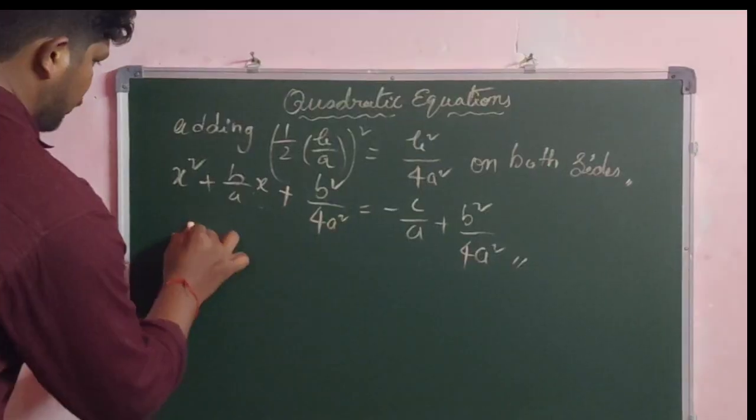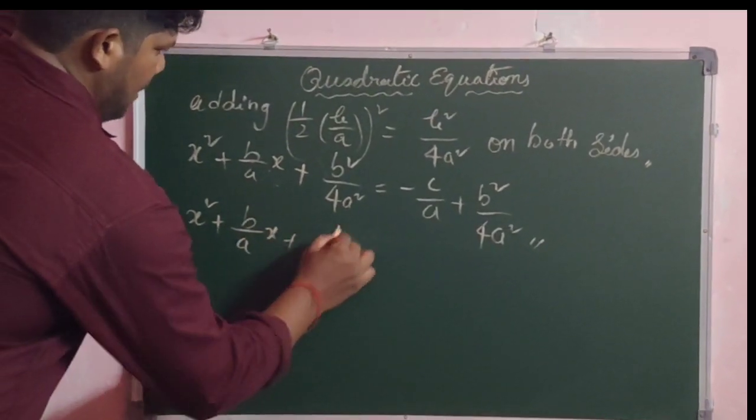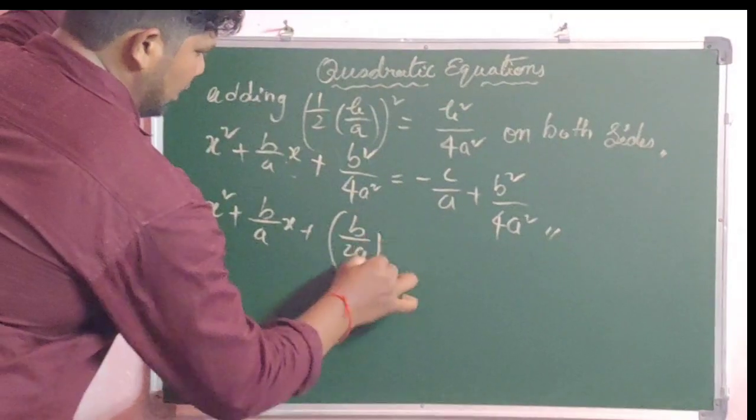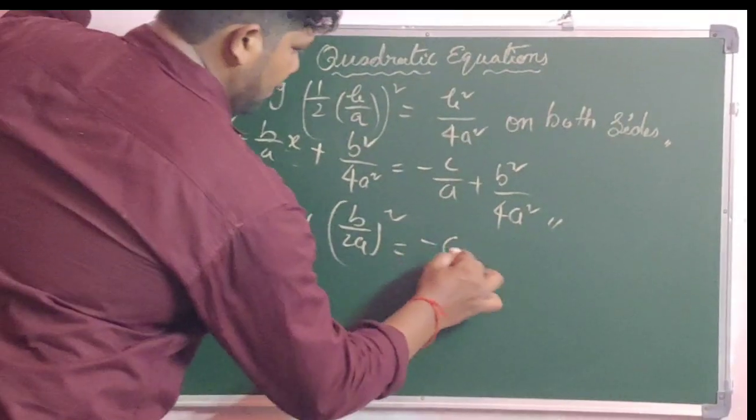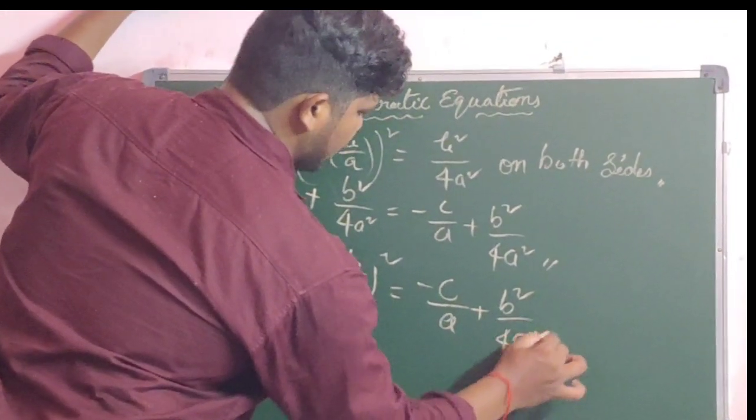So x square plus b by a into x plus b by 2a whole square, minus c by a plus b square by 4a square.